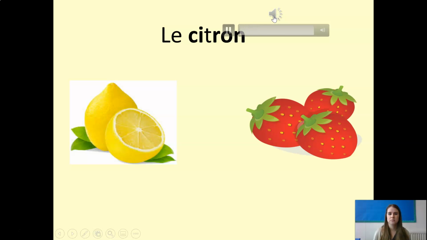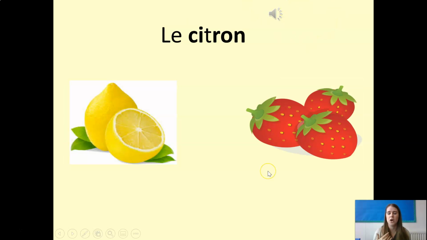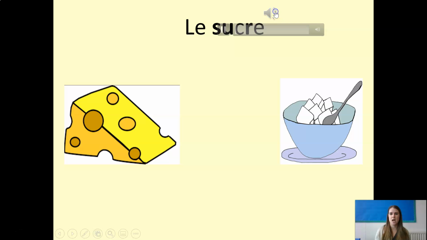What about this one? Le citron. Is that going to be our lemons or is it going to be our strawberries? Yeah, good. That's going to be our lemon. Can anyone remember what strawberries was? Good. Les fraises. So it's got a sound. Les fraises.